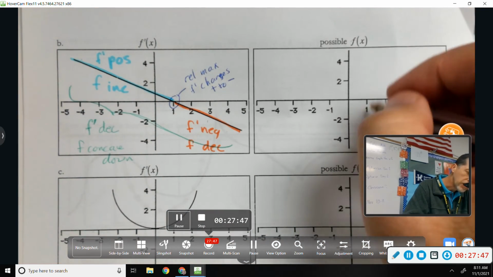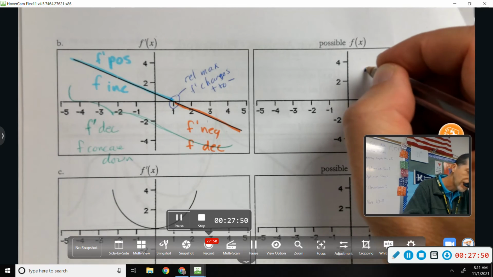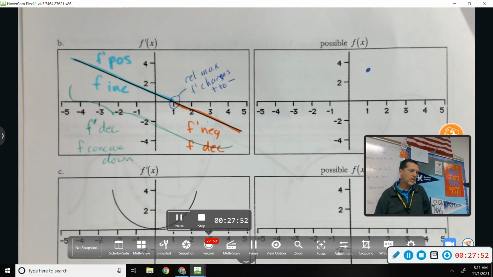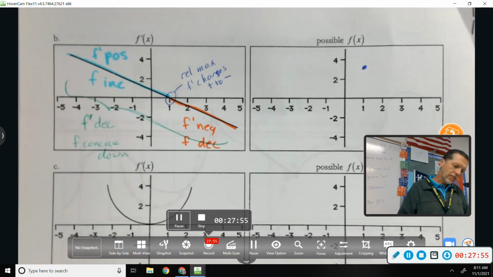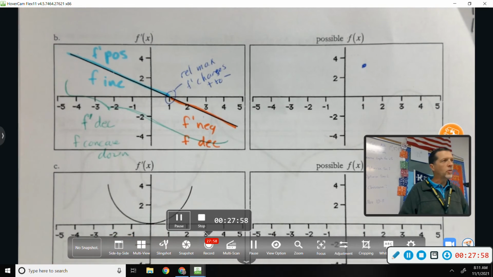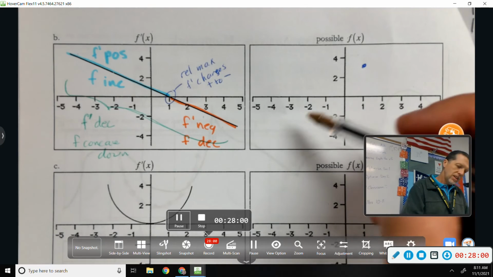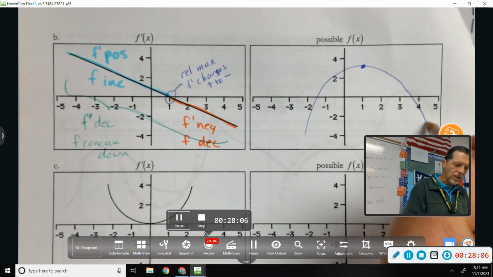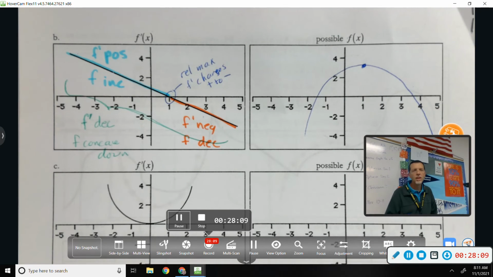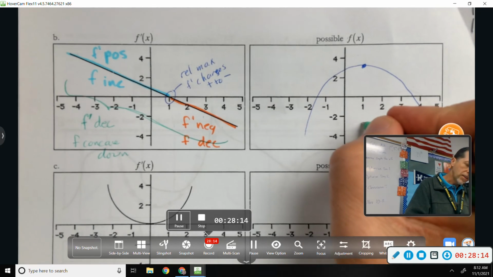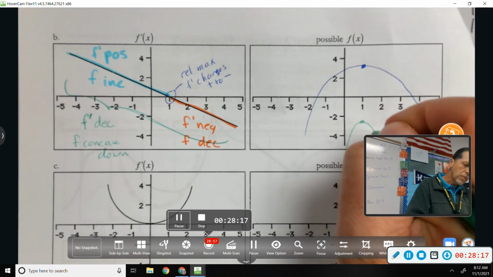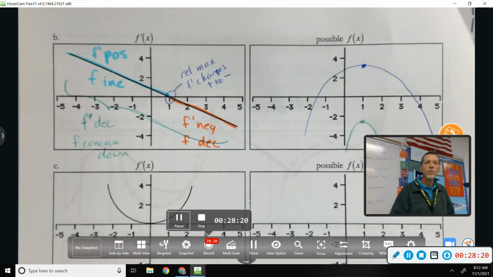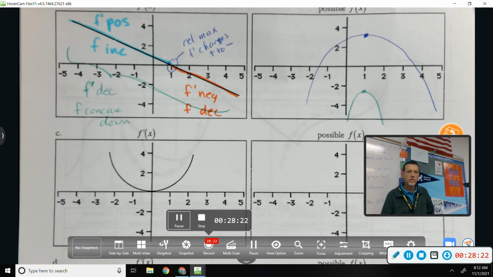So I don't know where the max is. Somewhere I got a max. I need to be increasing up to that point, decreasing after that point, and concave down the whole way. So increasing but concave down, and then decreasing concave down. It's a possible graph. There are other graphs. Like if you thought the maximum was here, and maybe it was a little steeper, like that's also an acceptable graph. Because we don't have enough information to get it exactly right.